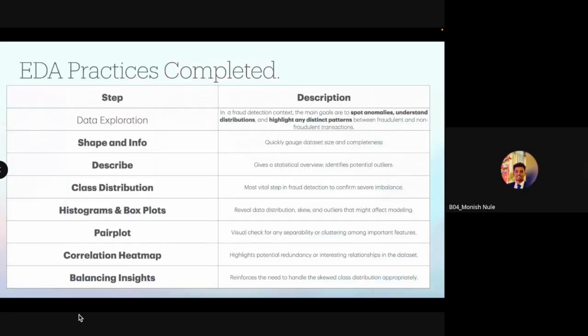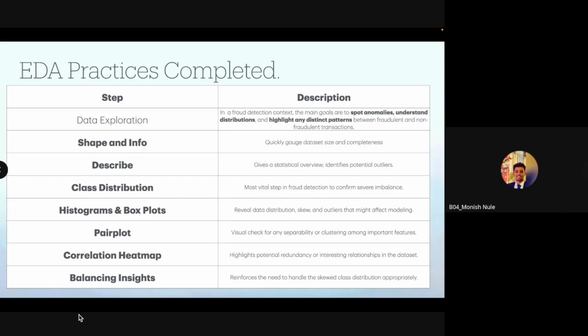So this is the complete EDA practice which I have done and explained just now. Data exploration is done in the fraud detection context. Shape and info quickly tell us about the data and how well it is distributed. Description is the statistical overview, giving you measures of central tendency, on which basis you can conclude what is an outlier and what the mean and median are.